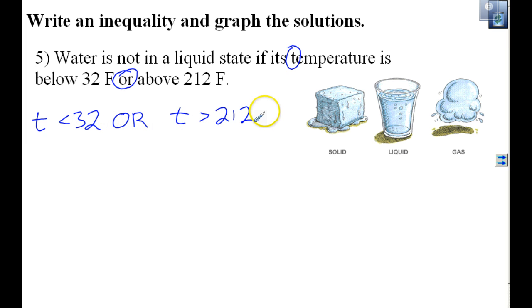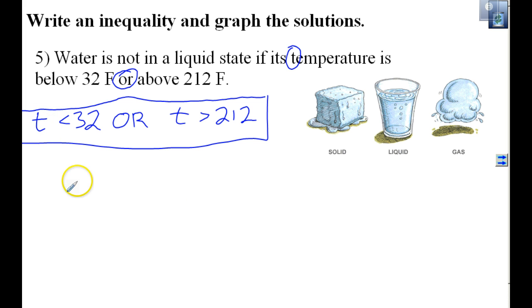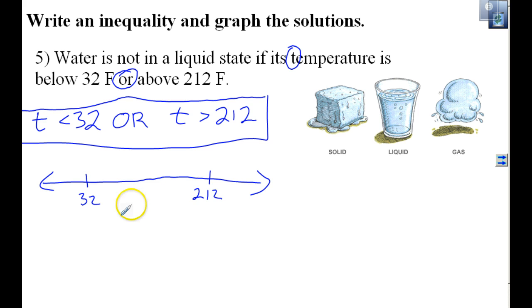No other way of writing this. That's the correct way to write the final answer because it's an OR statement. Go ahead and graph it. So number line, 32 on one side, 212 degrees on the other. Open or closed? Open this time. Okay. Below 32 degrees, that's where it's frozen. Above 212 degrees, that's where it's a gas or water vapor. Going separate directions, it's an OR.